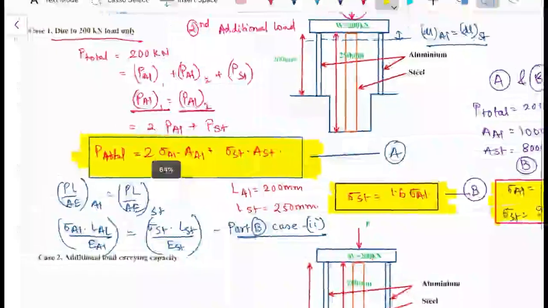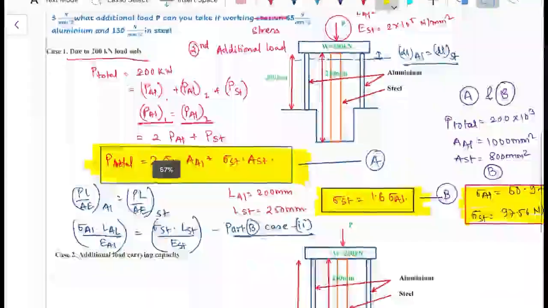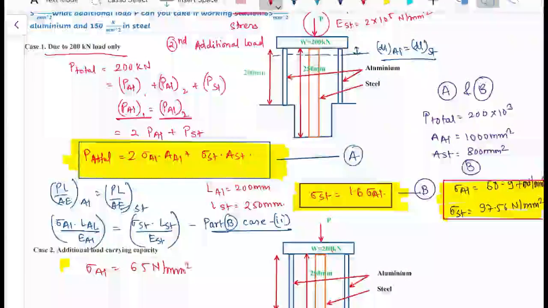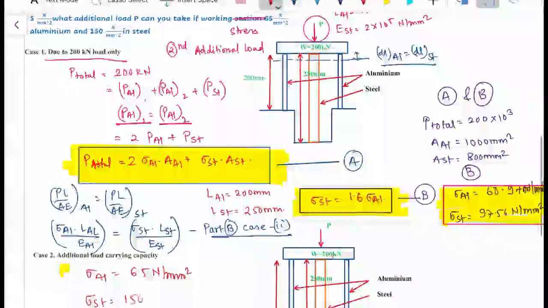Now to calculate this additional load, what has been mentioned is the working stress or the limiting stress. The limiting stress value for aluminium is mentioned as 65 Newton per mm square. For steel, it has been mentioned as 150 Newton per mm square. So these are working stress values which have been mentioned in the problem itself.